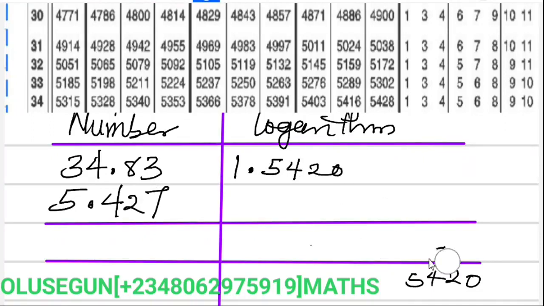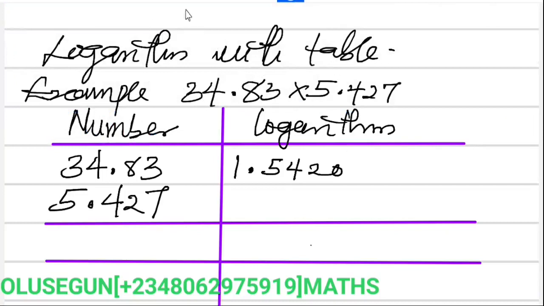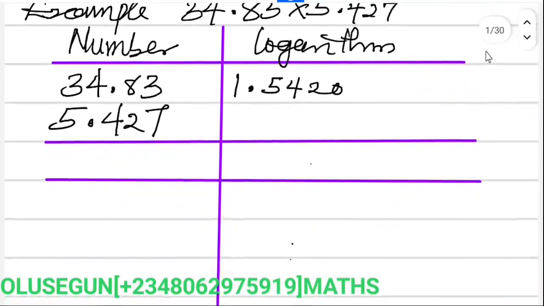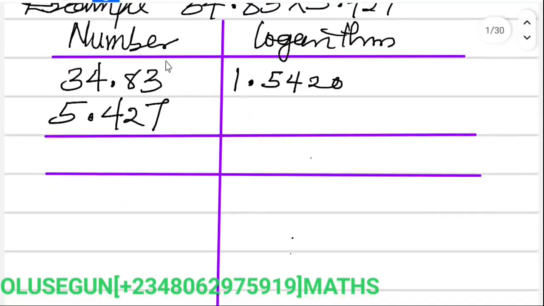So this is our rough work, and this is the logarithm of 34.83. We don't need the logarithm table any longer. Now we proceed to find the logarithm of 5.427. Firstly, what you are going to write is 0 point. Then 54 under 2 difference 7.